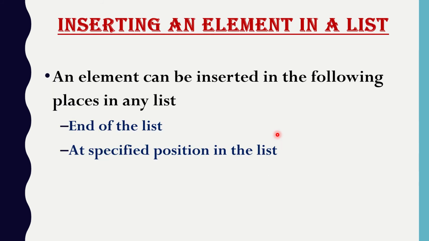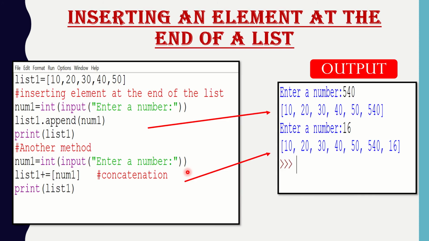Now, if I want to insert an element in a list, it can be done in the following places. That is the end of the list and at a specified position in the list. We'll be looking at both of them. If I want to insert an element at the end of the list, I can do so with the help of the append function. So here I've accepted a number from the user, and using the append function, I add this number to the end of the list.